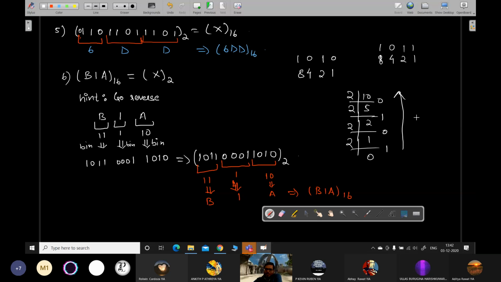If you write it in reverse order, what will you get? 1 0 1 0. That's what I wrote, right? The same thing I have written here. Ankit, let me know if you have understood.